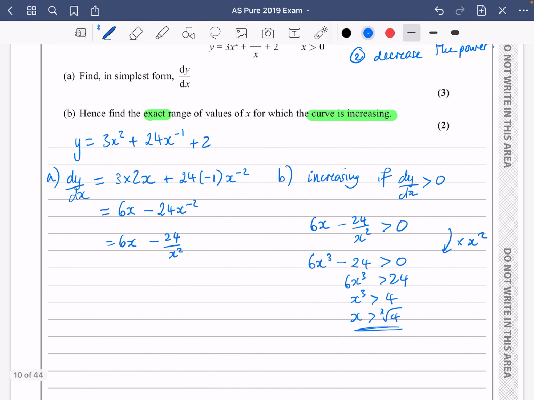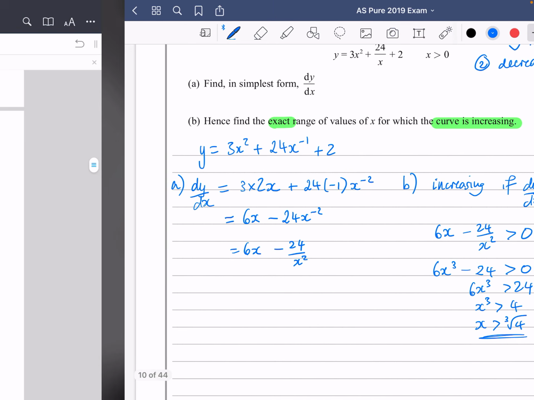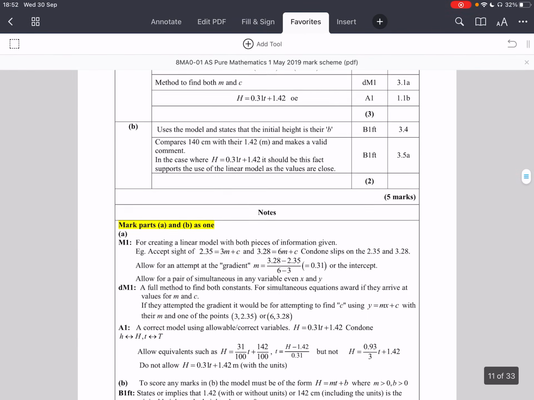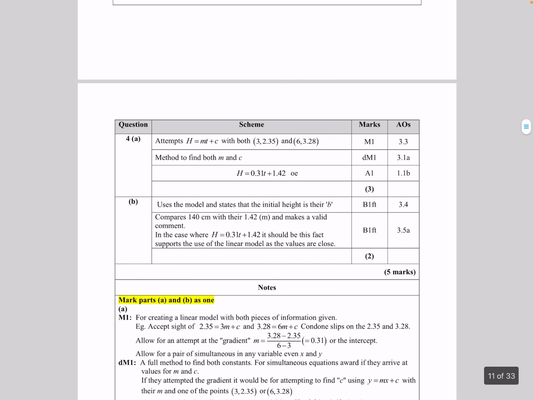Now I realized I didn't go through the mark scheme of the previous one as well, so I'm just going to have a look at that one as well. So for this part that we've got here, you need to use the 2 coordinates, this was from the previous question, to find out the gradient and to find out the intercept. So you come up with this formula of h equals 0.31t plus 142. And so you get the initial height is 1.42 and you get a comparison for the second mark.